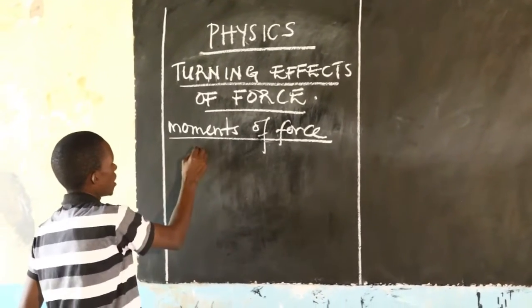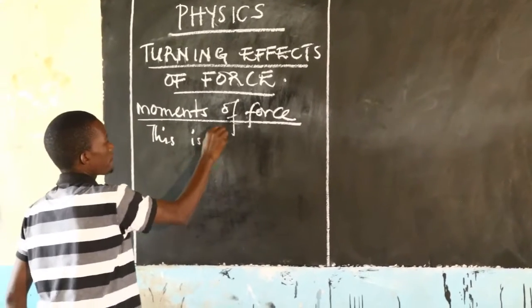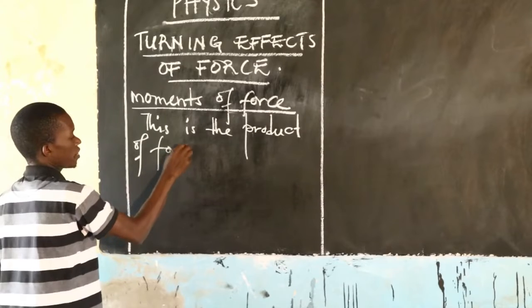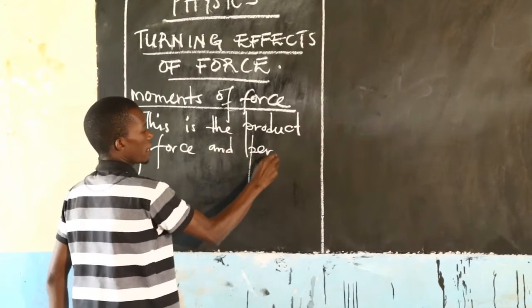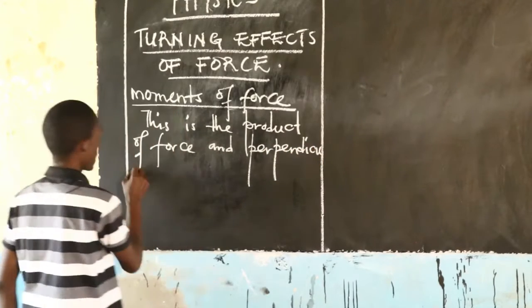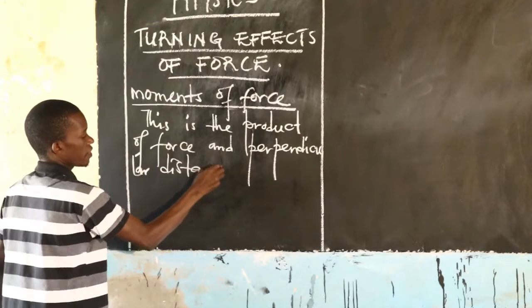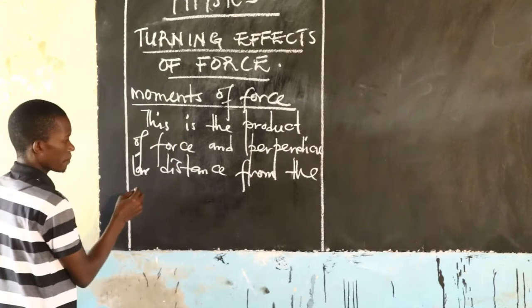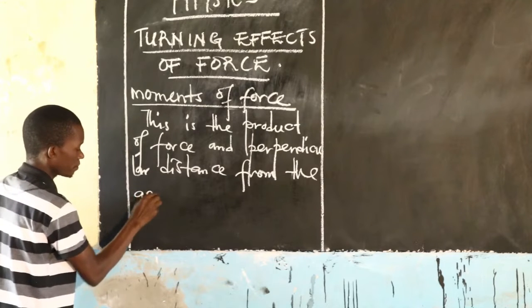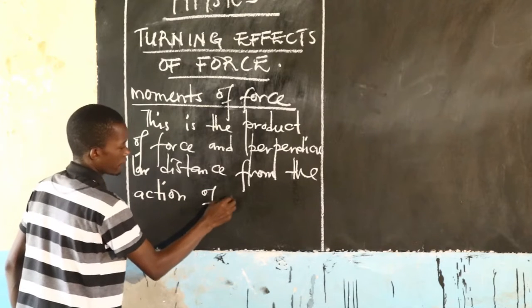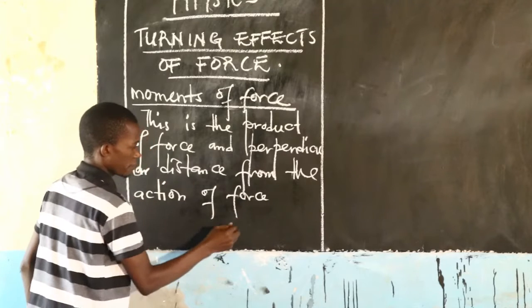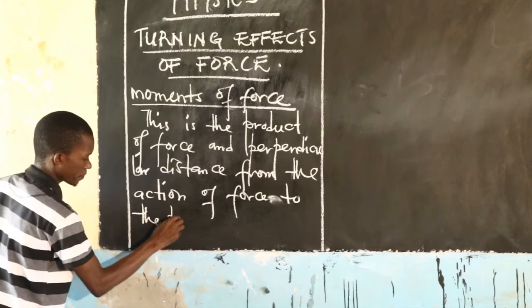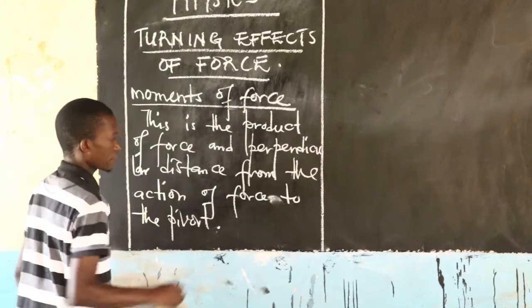Moment of force, this is the product of force and perpendicular distance from the action of the force to the pivot. That is the definition.